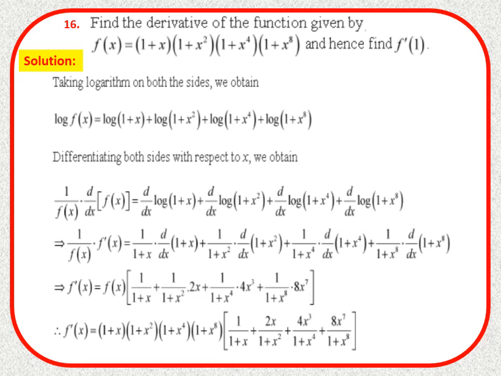For example, if I am differentiating log (1 plus x), first we have the log, that is 1 upon 1 plus x. Then for 1 plus x, the derivative of 1 is 0 but of x is 1. Same for 1 plus x square: for log it will be 1 upon 1 plus x square, and for 1 plus x square, 1 gives 0 and x square gives 2x. Continuing this, we find f dash x equals (1 plus x square)(1 plus x power 4)(1 plus x power 8) multiplied by the term in the bracket. Clear? So pause and note down the solution.